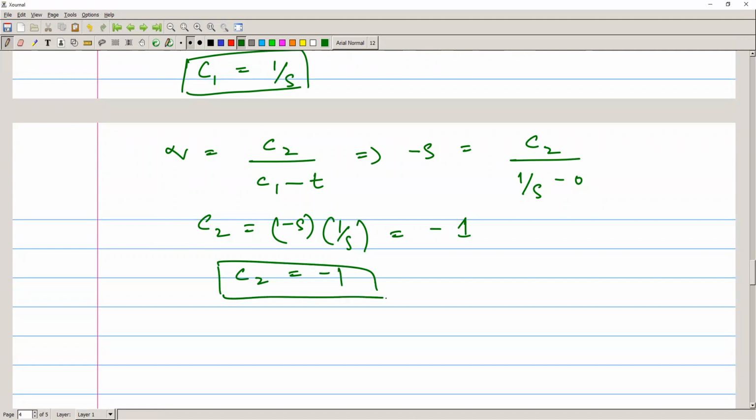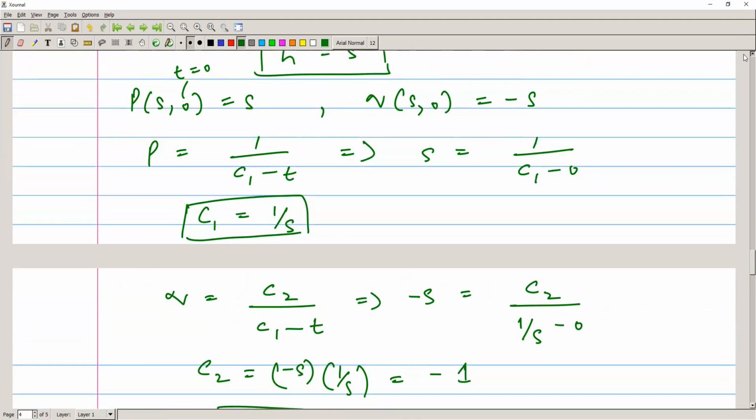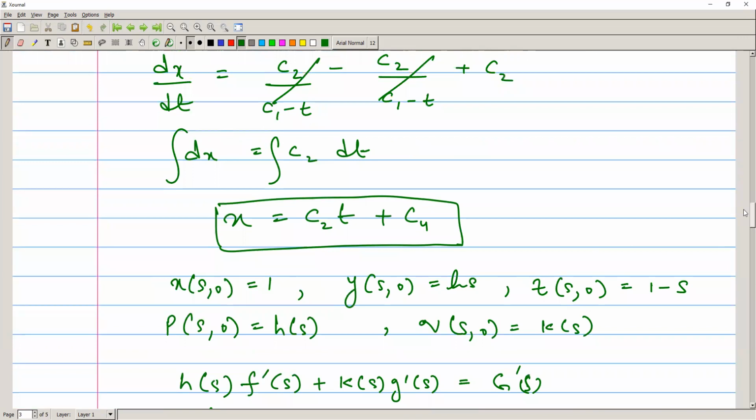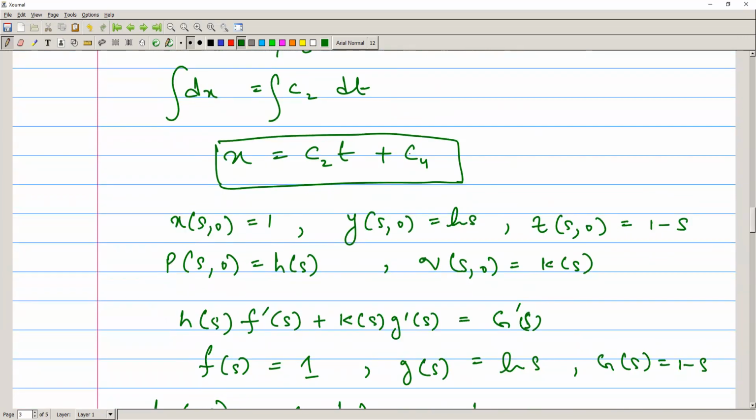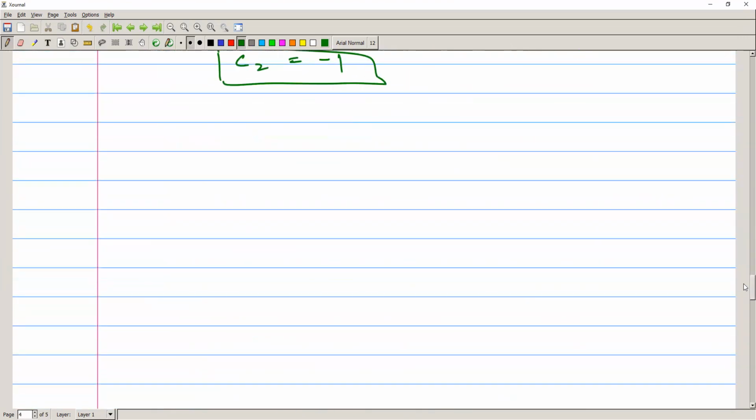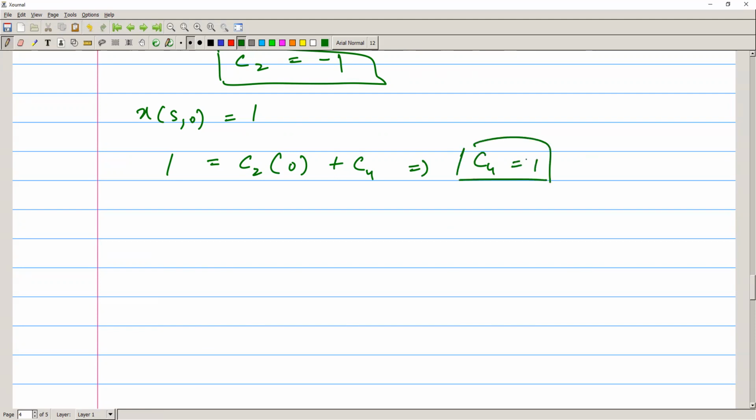So now we can find c3 and c4 by using the equations of z, y, and x. Now we have c2, so we can find c4 from this equation. The condition for x is x of s comma 0 is equal to 1. So I can write 1 is equal to c2 times 0 plus c4. This implies that c4 is equal to 1. And now I will find c3.